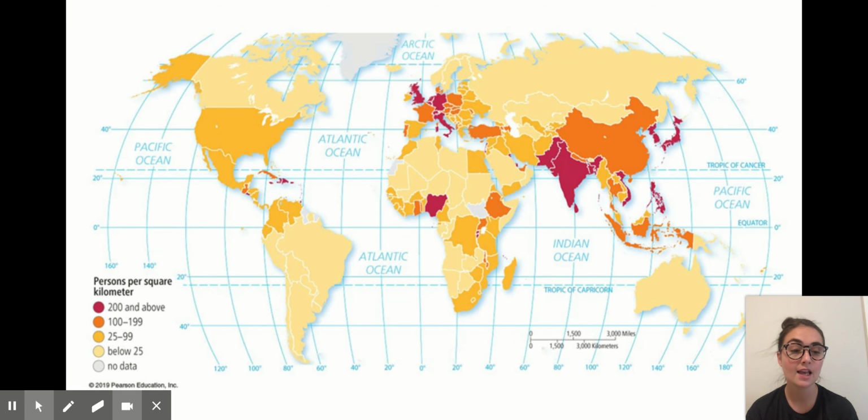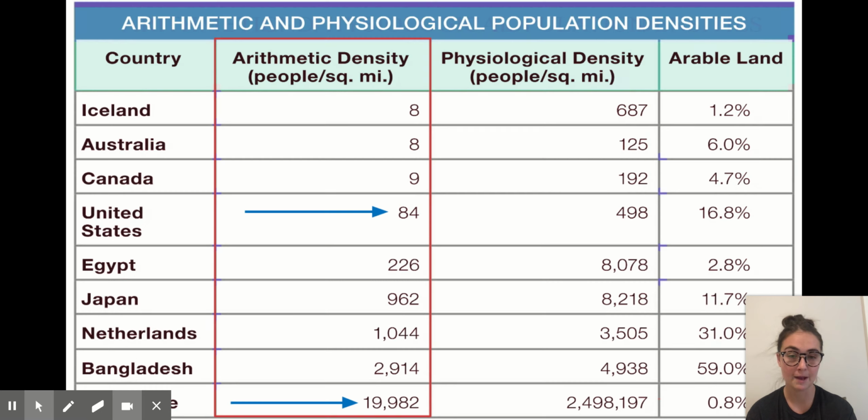So this is a global map of arithmetic population density, using just the total number of people divided by the total land area that each country has. This would be the population density map that you would get.